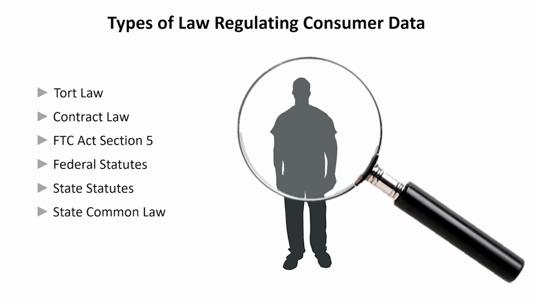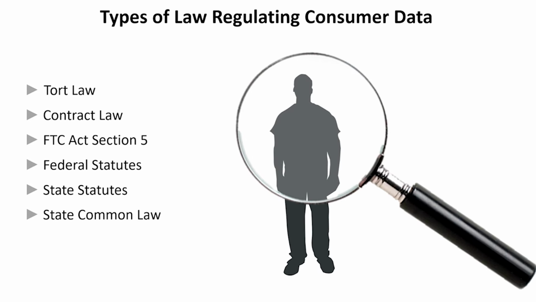There are many different types of privacy law that regulate consumer information. Examples of the types of law include tort law, contract law, the FTC Section 5, which we'll talk about soon, federal statutes, and state common law. And these are just a few. There's still a lot more.